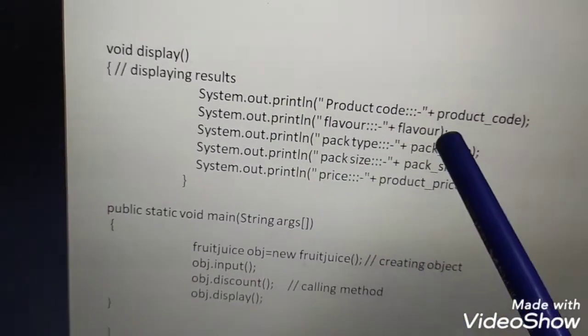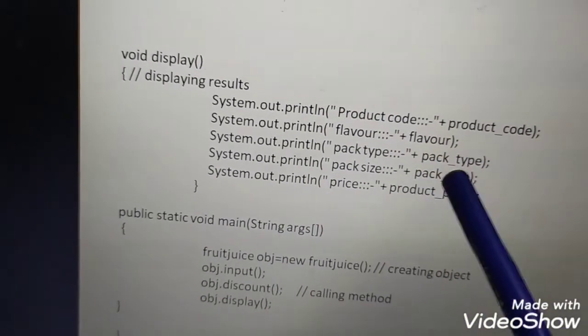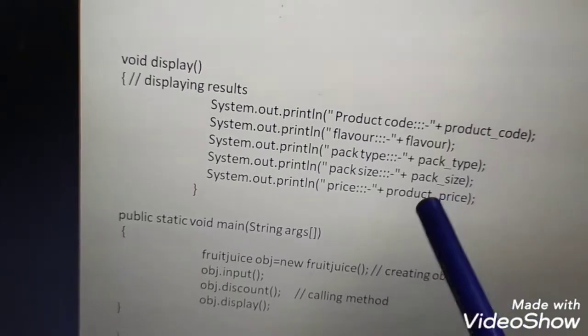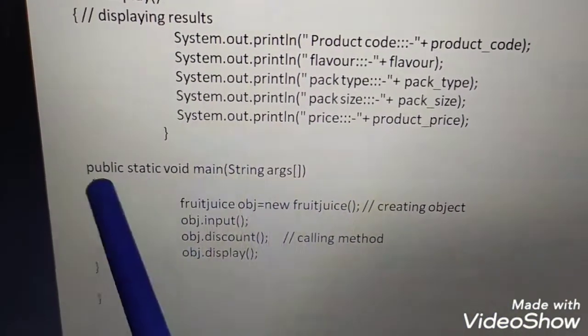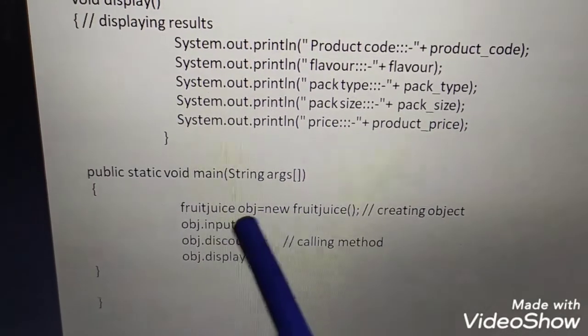So flavor, then pack type plus pack type. So this value has to be displayed. Now comes to the main method, the last part. The main method: define the main method, create the object.